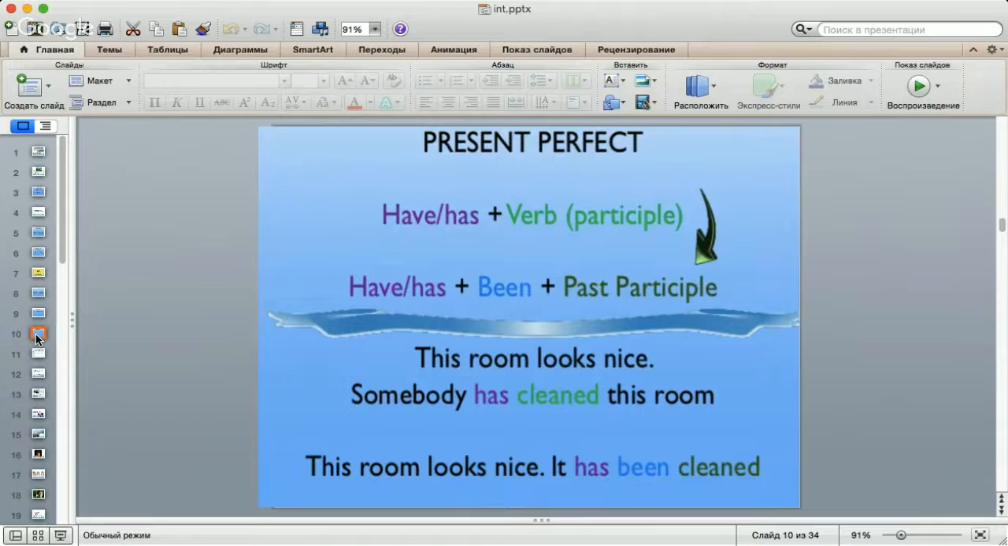And so we show that we don't really care about who really has performed the action. We just enjoy the result. So this room looks nice because it has been cleaned, and the person who performed the action is of no importance to us.